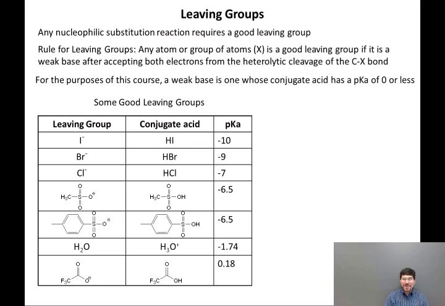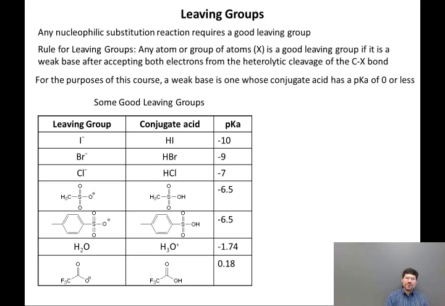You notice that F minus is missing from the group. And you'll see that on a different table on the next slide of things that are not good leaving groups, because HF is actually a much weaker acid than HCl, HBr, or HI.